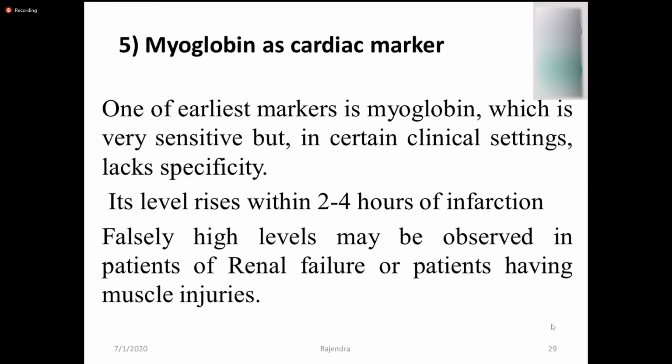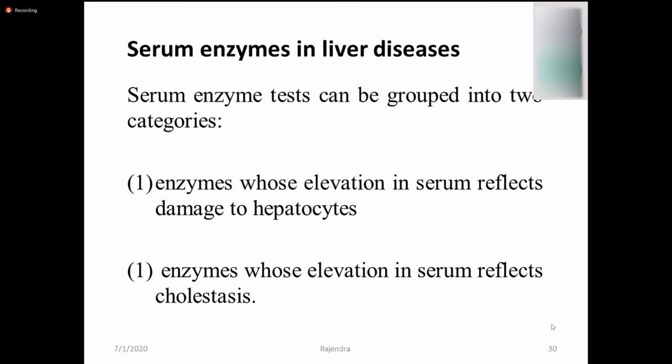That's why it's sensitive, because it's the very earliest marker. And even a very small amount of muscle damage reflects easily. And it's the very earliest, because 2 to 4 hours, we say 1 to 2 hours even, sometimes we can find it increases in the blood and the urine as well, because it is excreted through urine also. But it is not specific, because specific means we don't know whether it's related to cardiac muscle or skeletal muscle or any other tissue. That's why we are saying it has a low specificity but very high sensitivity.